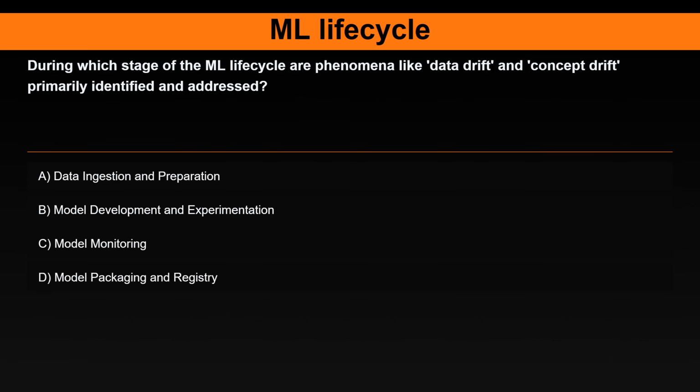Question 2. During which stage of the ML lifecycle are phenomena like data drift and concept drift primarily identified and addressed? Option A. Data ingestion and preparation. Option B. Model development and experimentation. Option C. Model monitoring. Option D. Model packaging and registry.